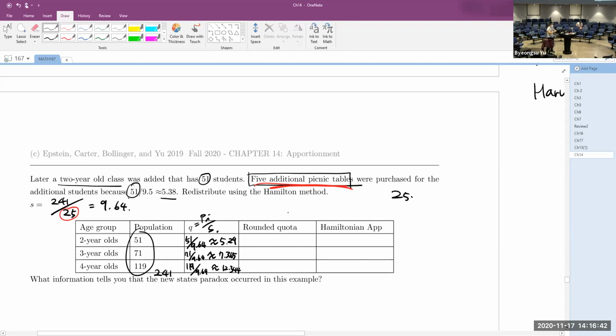So here the rounded quota is just rounding down your quotas. So it is 5, 7, 12. And if you add all those numbers, it is 24. So you have one remaining.